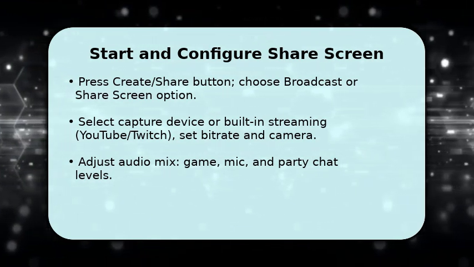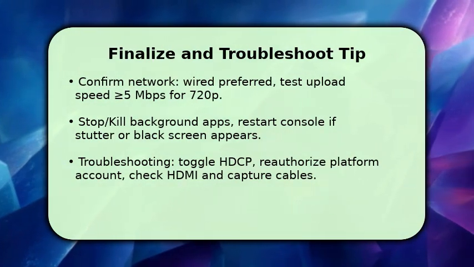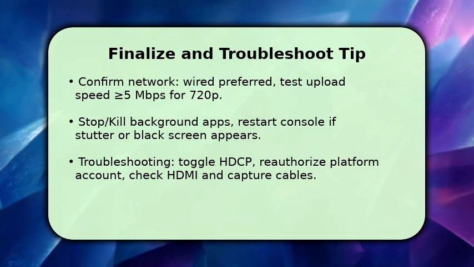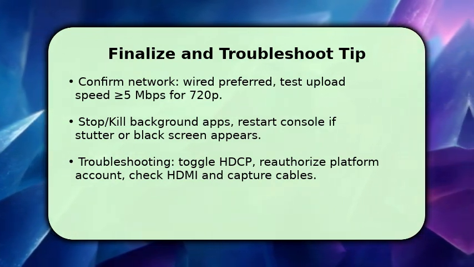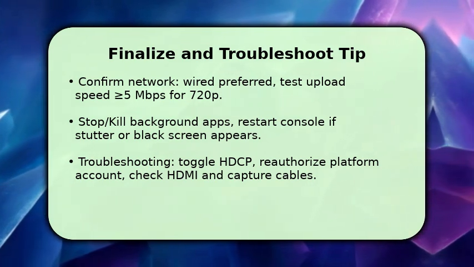Finalize by confirming your network connection. Use wired Ethernet when possible and test upload speed. Aim for at least 5 Mbps for stable 720p streaming. Make sure background apps are closed to free resources and let the stream stabilize for a minute.